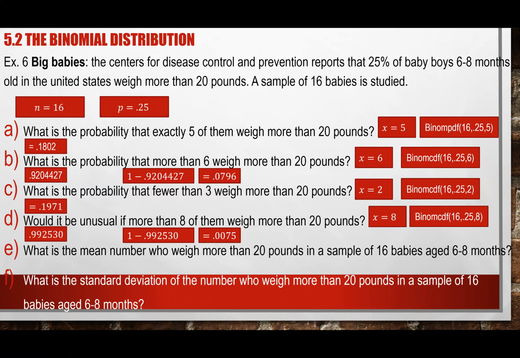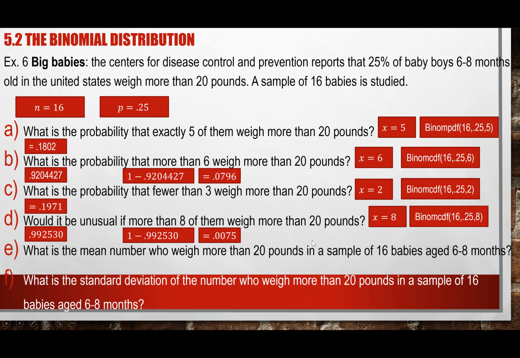Meaning again, if we have 16 babies that we took out, it's very unusual that 8 of them, half of them, right? Half of them. Basically, the probability is only 25%, but now they want to say half of the 16 are more than 20 pounds, which is very hard, right? Because that's what they say right here.